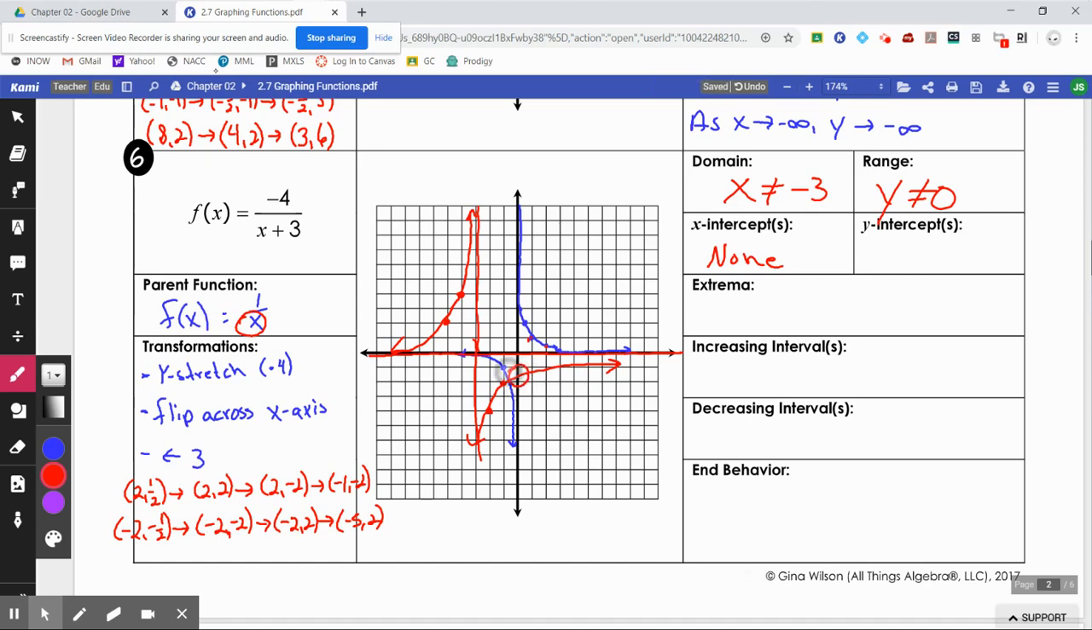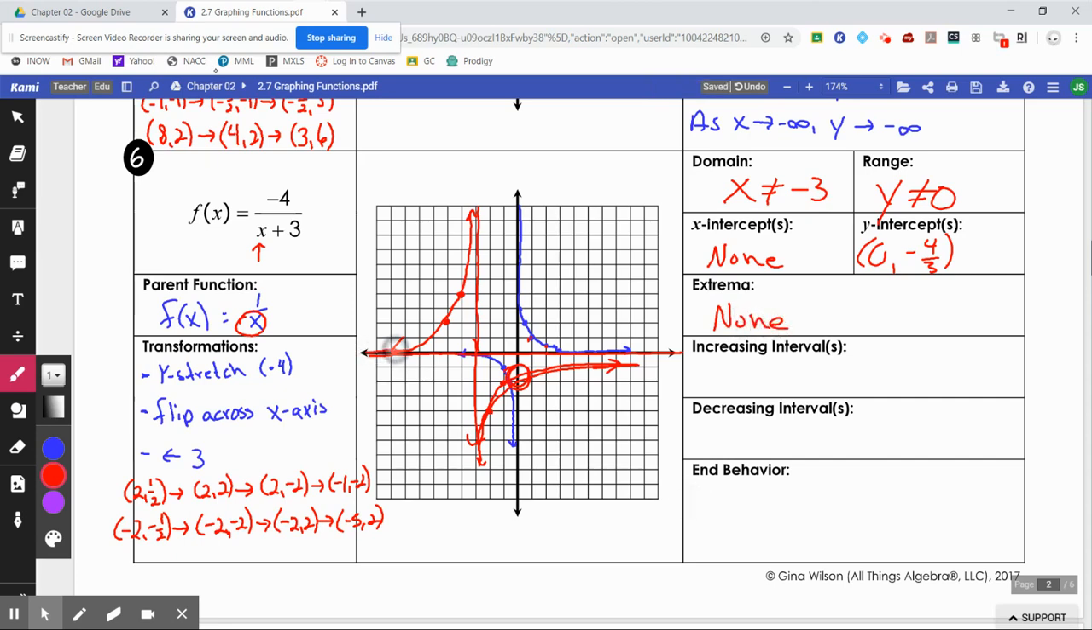You do have a y-intercept right here. The way that you can find that is by plugging in 0 for x, and you would get (0, -4/3). Very easy to plug in. Your extrema, since it's going down forever and up forever, and it never levels off and never comes back down, there are no extrema here as well.